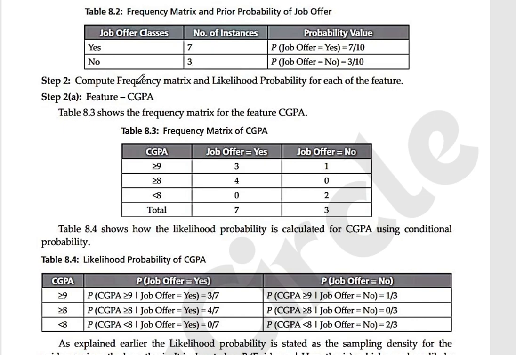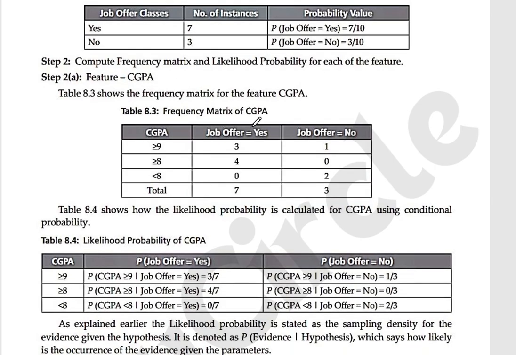Then the step 2 is to compute the frequency matrix and the likelihood probability for each of the feature. The first feature is CGPA. So the frequency matrix is here. That is CGPA has 3 classes: greater than or equal to 9, greater than or equal to 8, less than 8. Then the job offer is equals to yes for the class greater than or equal to 9 is 3.